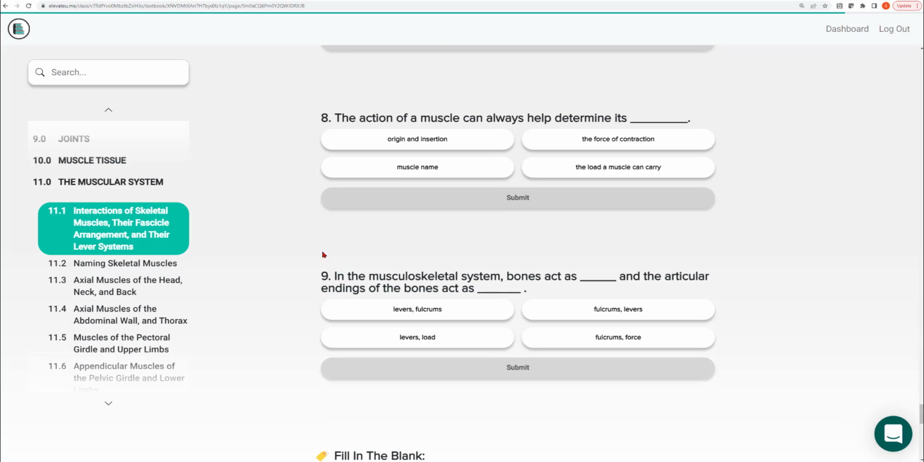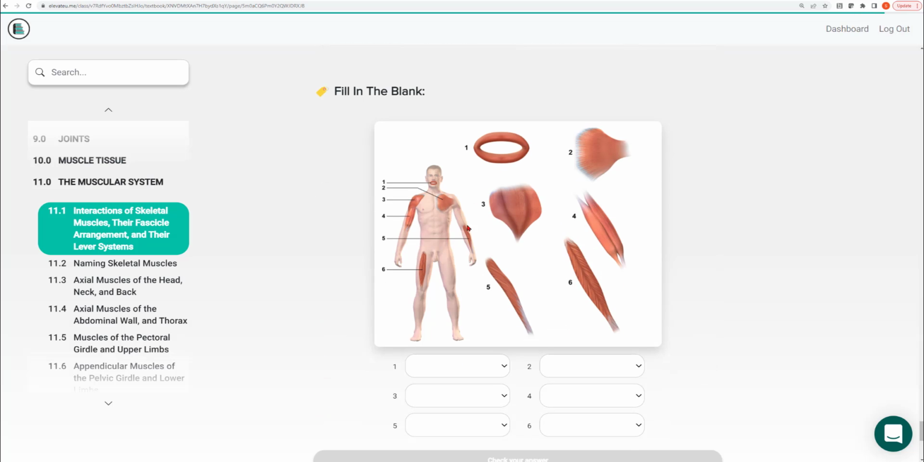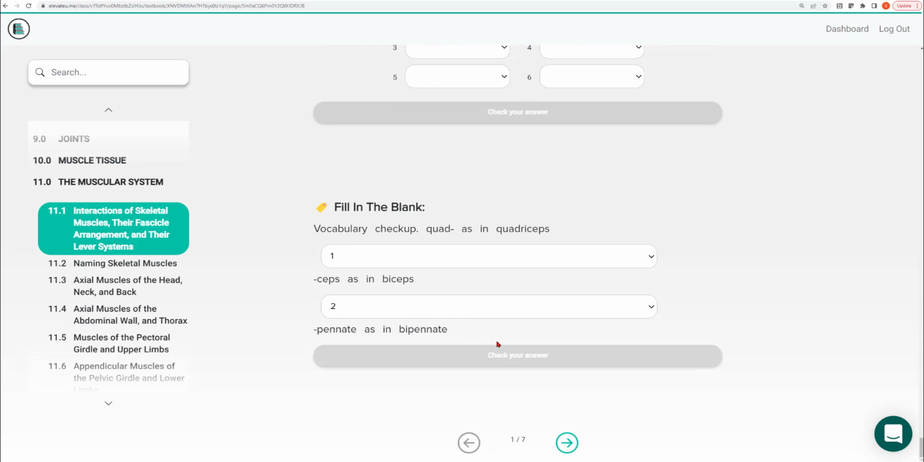Okay, 9 is on levers, so don't worry about that one. But you can answer questions 1 through 8, and you can certainly do the labeling activity down here, and you can do the vocabulary. The rest of chapter 11 is a good thing to review, and that is everything to do with the naming of muscles. That's what you're learning in lab.